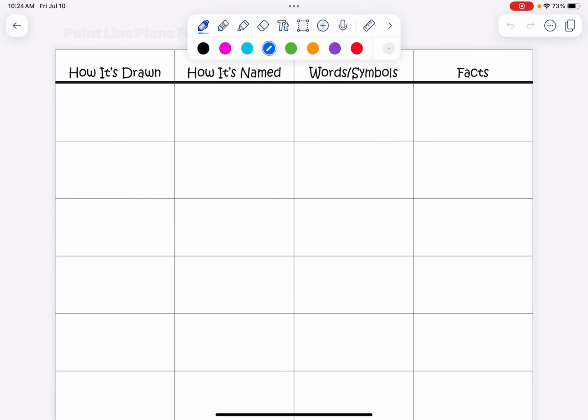So when we're writing down the things that we need to see or need to remember, we say, okay, it was drawn as a dot. We name it with a capital letter. And there are no symbols. So we call it point A, for example, capital letter. And the facts are that it has no size nor shape.